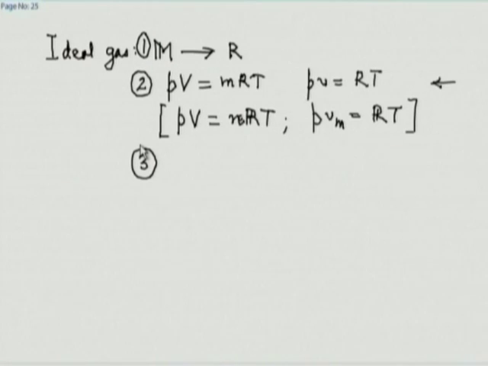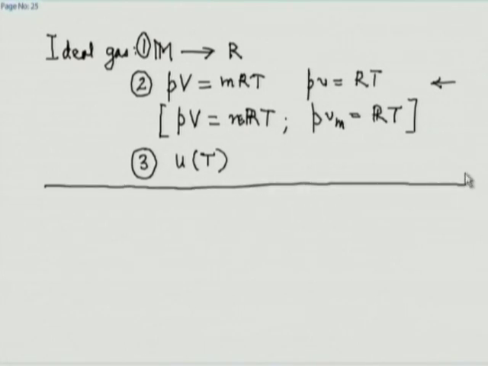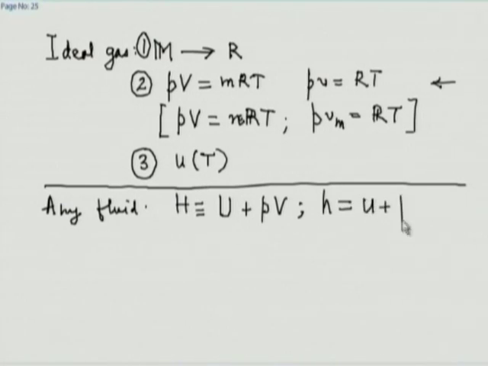The third one is the specific internal energy of any ideal gas is a function of temperature. Now, there are certain subsidiary properties which we define for any gas. For example, for any fluid, a very useful quantity which we will come across is the enthalpy, which is defined as the thermal energy plus the PV product. We will work with the specific enthalpy, which is specific thermal energy plus the PV product, where V is the specific volume.